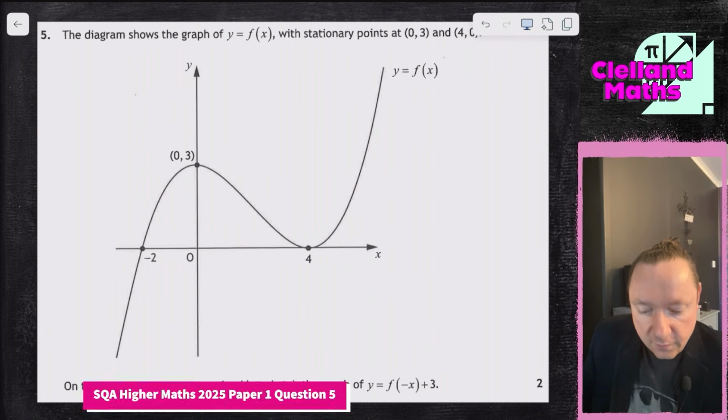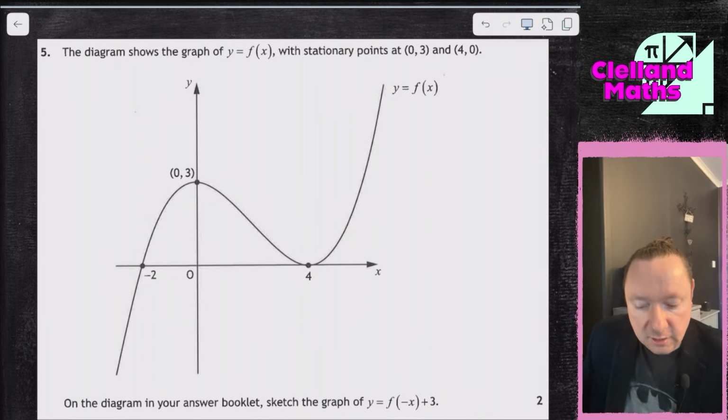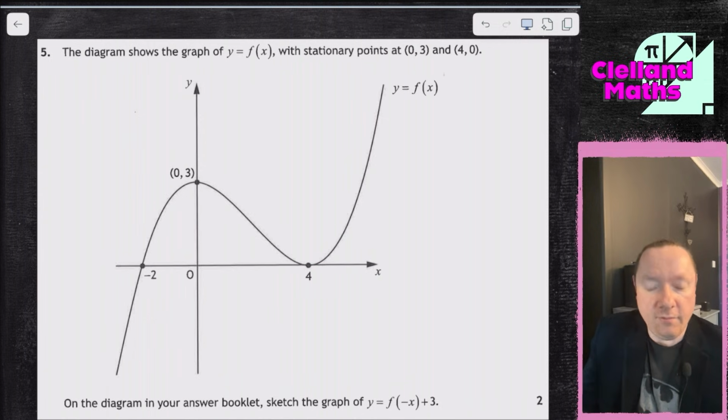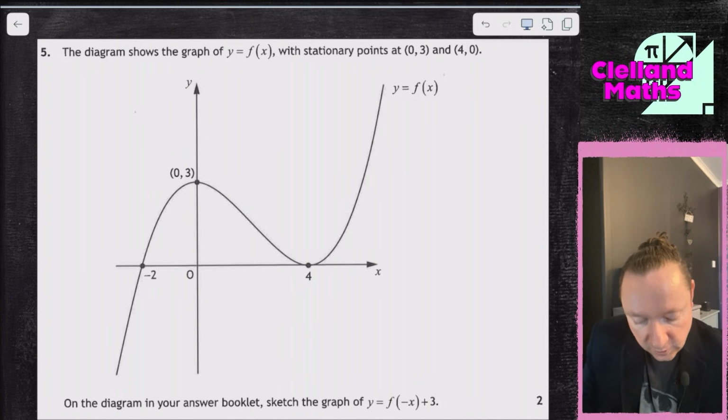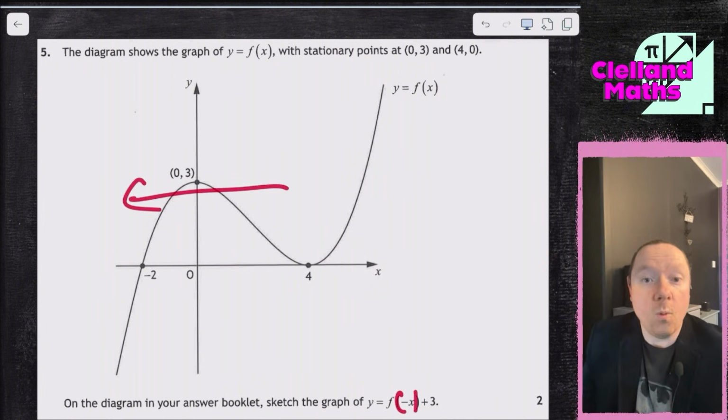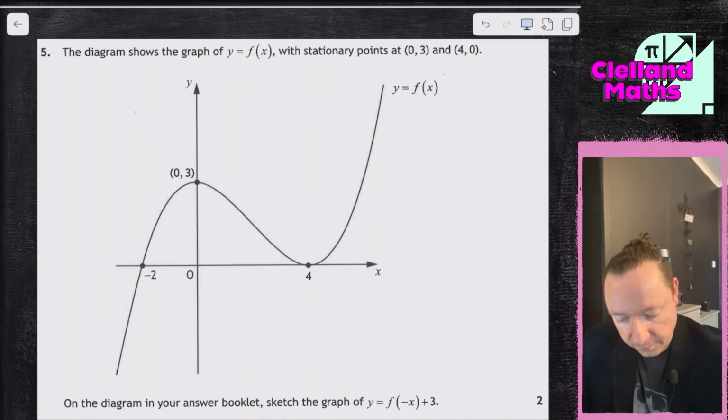The diagram shows the graph of f of x with stationary points at (0, 3) and (4, 0). On the diagram in your answer booklet, sketch the graph of f of minus x plus 3. Now, this is where I think some people will make a mistake. The minus is not in front, so it's not flipping that way. The minus is stuck here, which means we're flipping that way. It's a y-axis flip, then add 3.